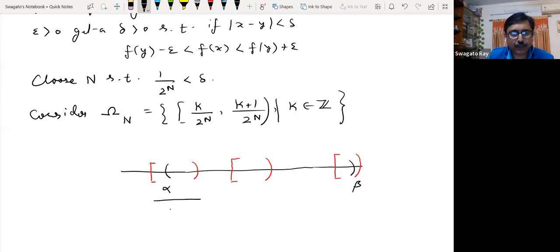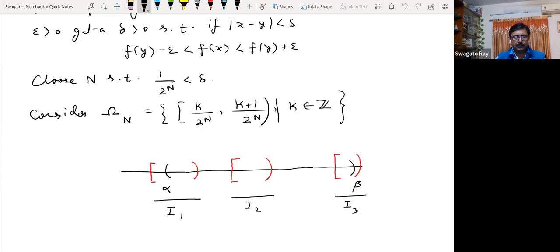Call this, say, I1. Call this I2. Call this I3. Now, can you tell me if I take 2 points x and y, let us say in I1, what will be mod of fx minus fy? Is the question clear? Suppose I take x and y inside the interval I1 drawn in red. What can I say about mod of fx minus fy?